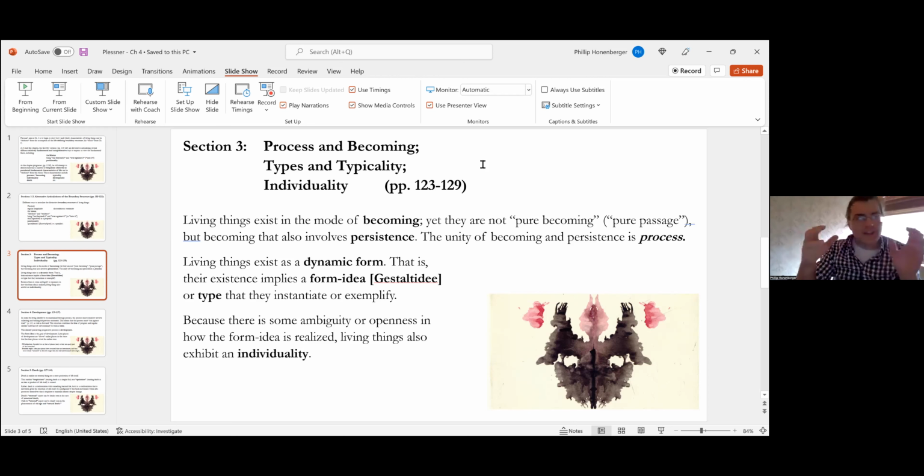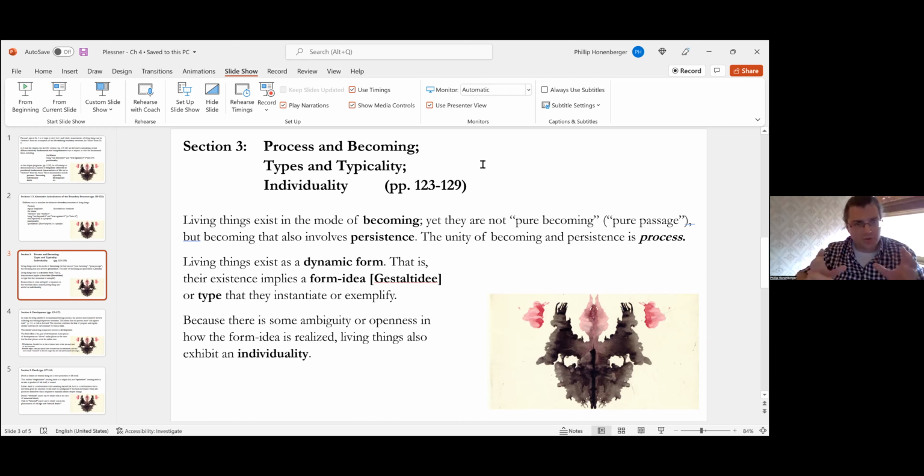So it's important that they are neither just identified, fully determined by a form idea or type, and also that they're not just free-floating process. They're somehow constrained by this form idea or type, but they're not determined by it or fully identical with it. So there's a kind of freedom in their manifestation, a kind of individuality that they have in relation to this form idea or type.